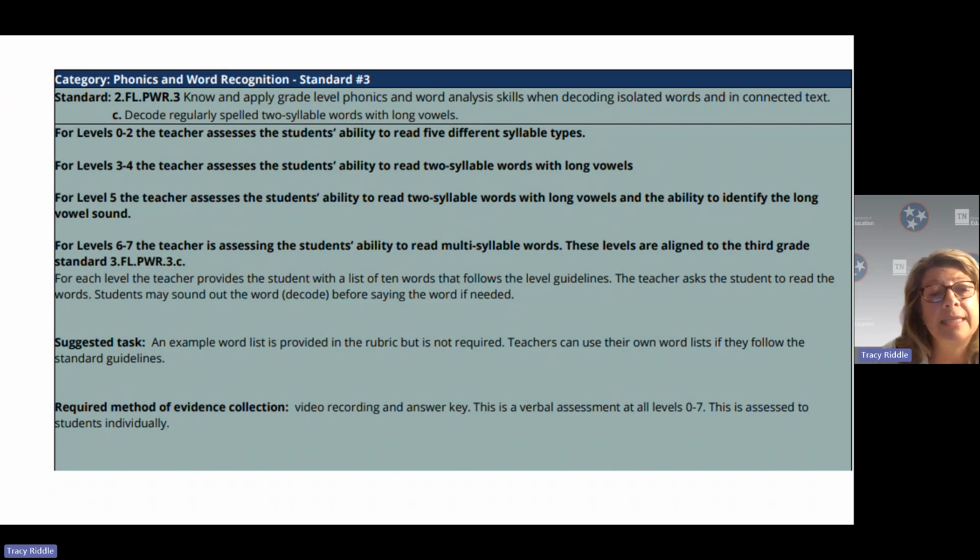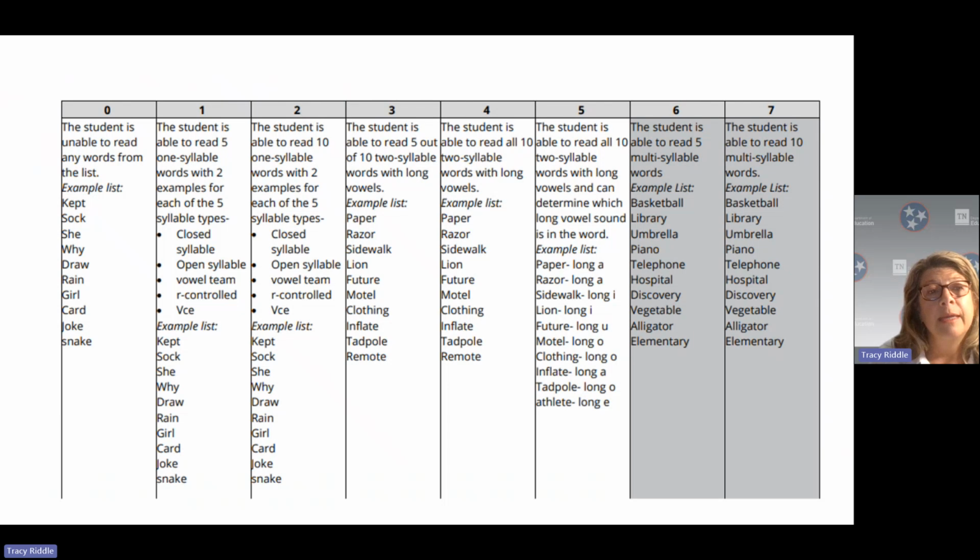Once you have collected your evidence, then you will go to the rubric. At level 0, the student is unable to read any of the words from the list, from the level 0 through 2 list. If the student is able to read 5 of the words, then that is a level 1. If they cannot read 5 of these words, it would also score a level 0. If the student is able to read all 10 of the one-syllable words with 2 examples for each of those 5 syllable types, then that scores a level 2.